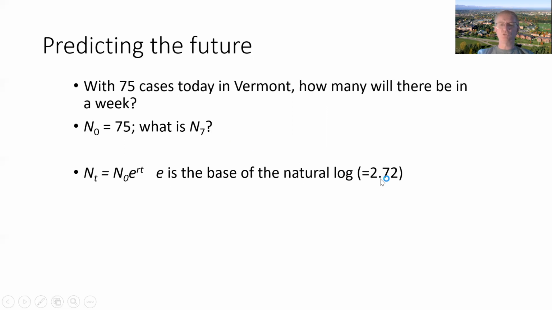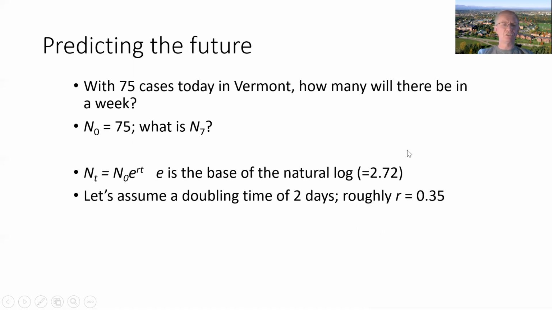You can plug in 2.72 as your base of the natural log. If you're going to plug this in and figure it out on a calculator, you can also use the EXP function in your calculator if you're into that sort of thing. So let's assume a doubling time of 2 days. That roughly gives us an R value of 0.35. I'm not going to explain the math deriving that, but it's fairly simple.